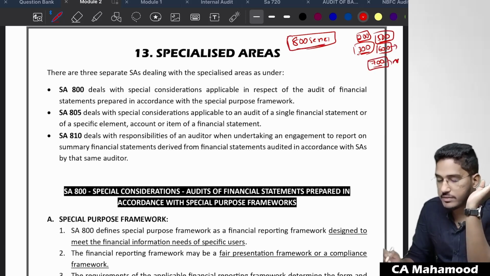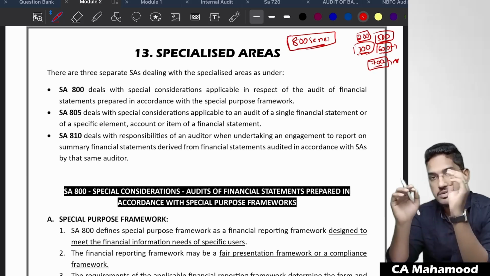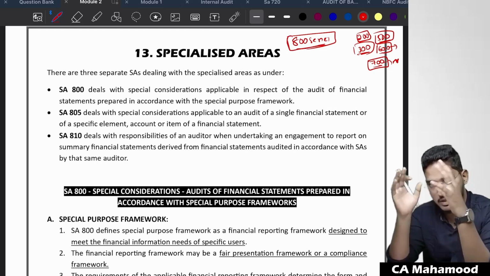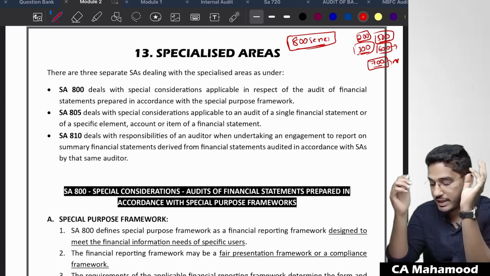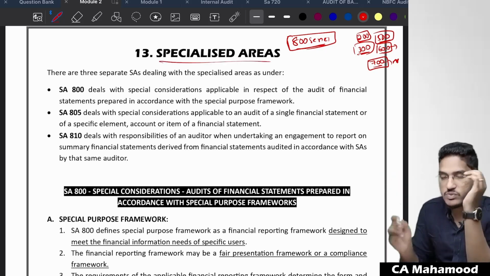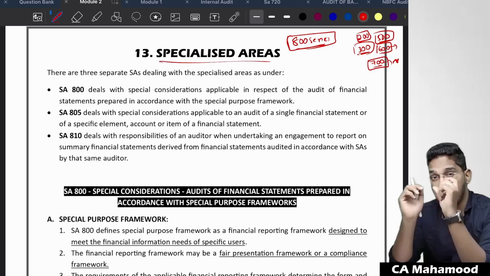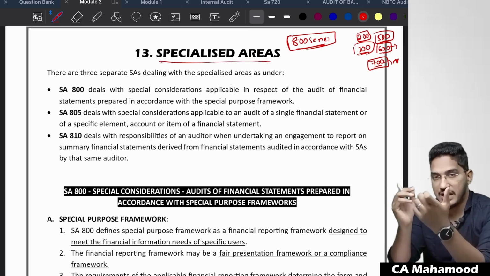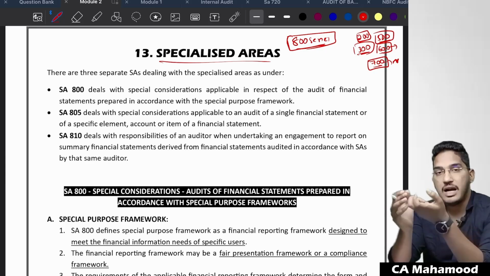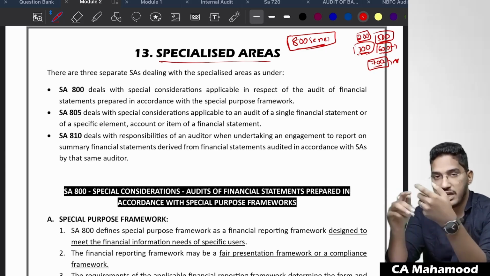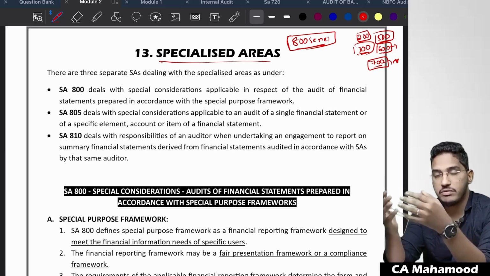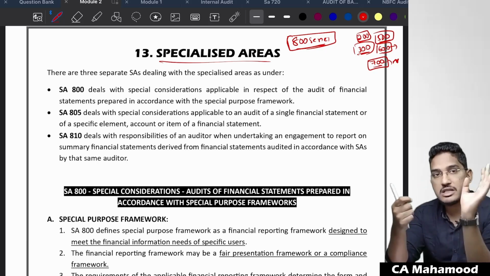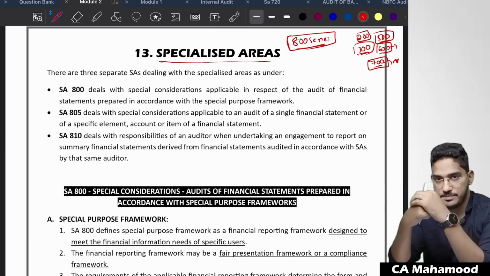Similarly, the 800 series of standards also talks about specified matters. The 800 series talks about specialized areas, so that's what we call the 800 series: specialized areas. In some cases, we perform special kinds of audit assignments. What procedures we are required to follow and how we are supposed to carry out those special audit assignments, that guidance has been given under the SA 800 series.